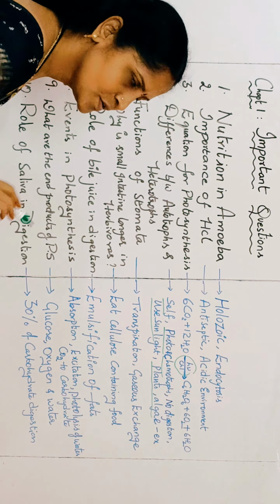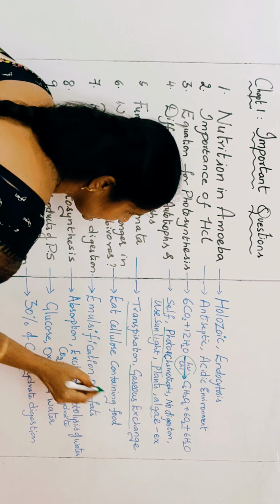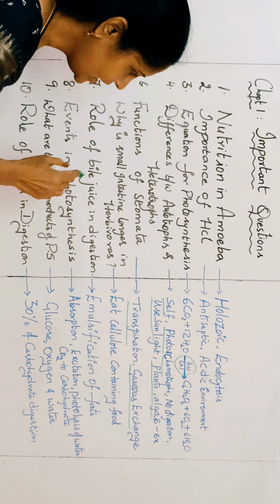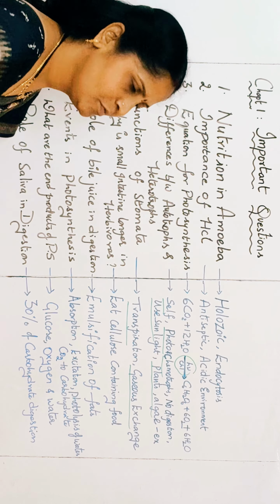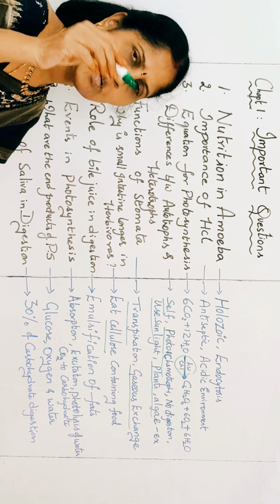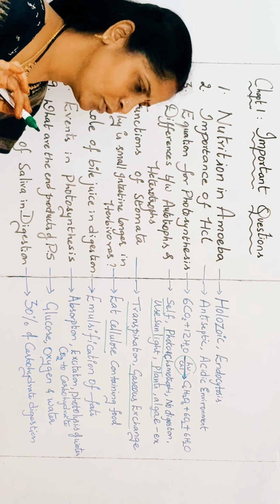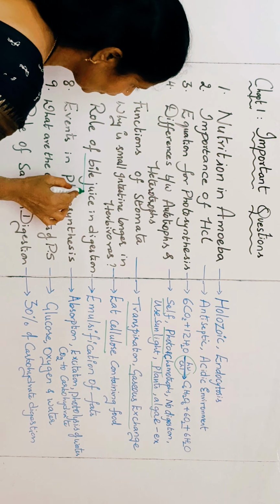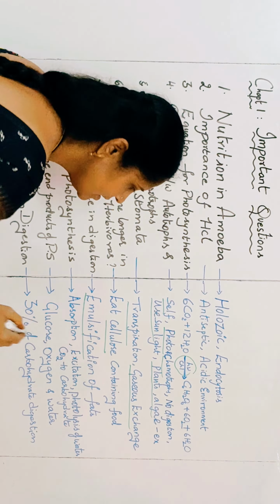Next we have the functions of stomata, which is very important. Transpiration and gaseous exchange are the two important functions. Then why is small intestine longer in herbivores? Because they eat plant material which contains cellulose, which takes longer time for digestion. So their long intestine will facilitate better digestion in the case of herbivores. Then next we have what is the role of bile juice in digestion. So bile juice helps in emulsification of the fats.